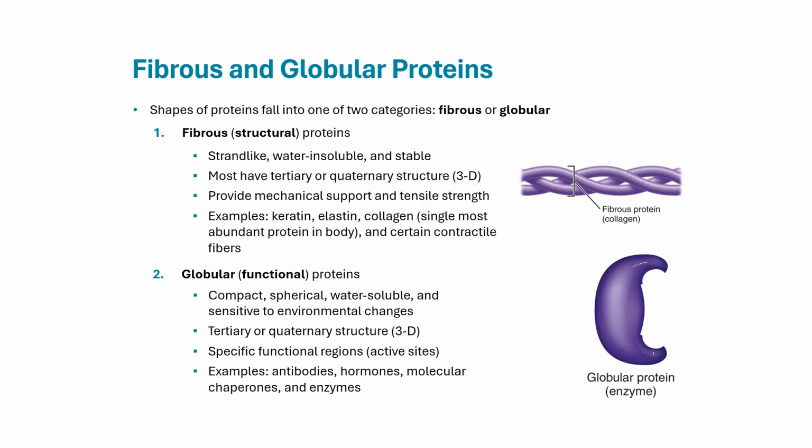The other form is globular protein. These are more functional proteins. They have a compact shape, they're spherical, they are water soluble, and they're very sensitive to environmental changes. These have specific functional regions called active sites. This would be an active site where different things like hormones and enzymes can come in and attach to it.